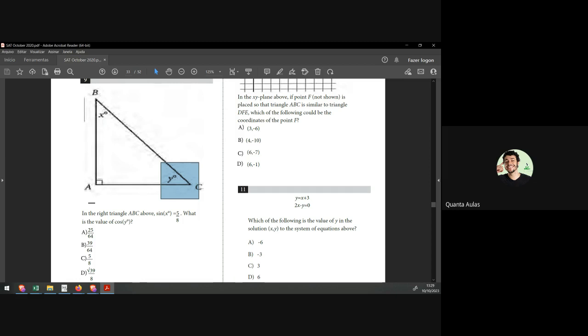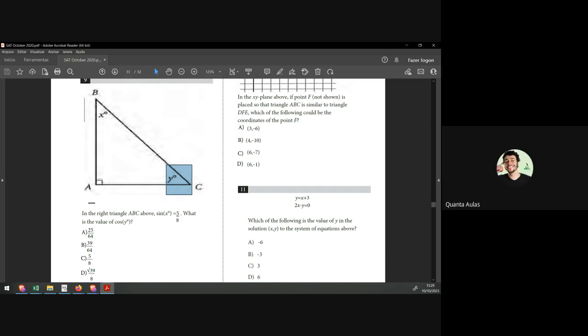And the opposite is the same thing. The cosine of this angle is equal to the sine of this angle, okay? Just memorize this to use, because the SAT guys love this situation, okay?